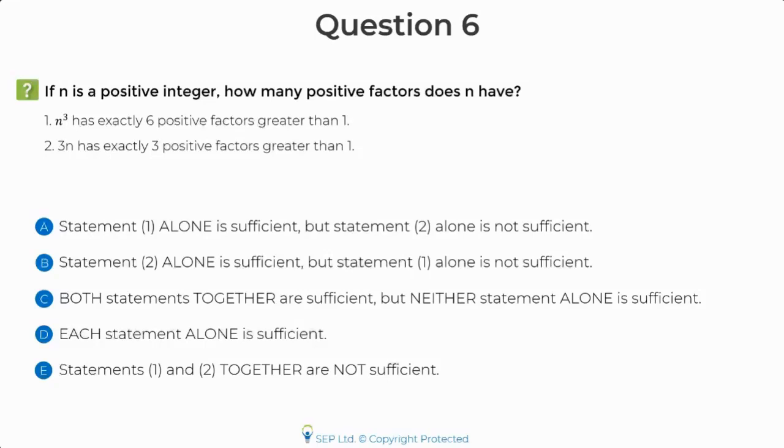So guys, when they say how many positive factors, keep in mind we always talk about distinct factors, okay? Even if it is not mentioned, it's implicit that we are talking about distinct factors. For this question number 6, how many positive factors does n have? We're talking about distinct factors.